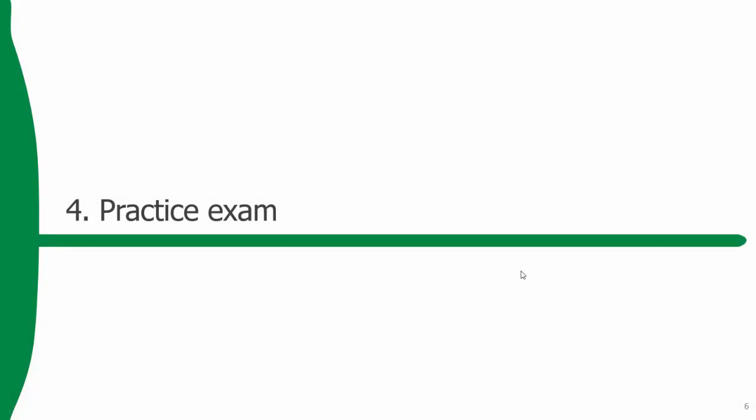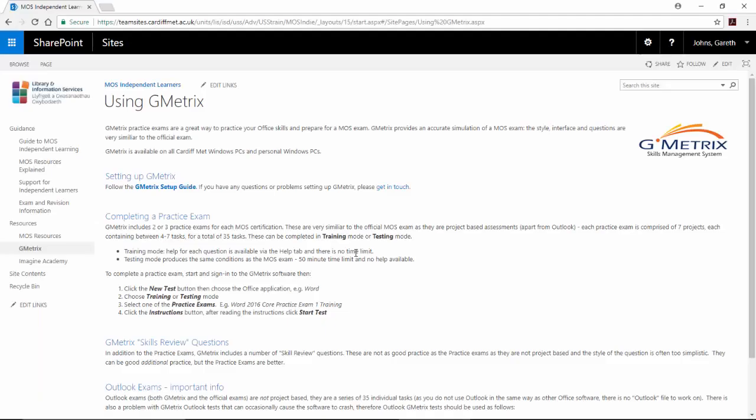Step 4 is to complete a practice exam. The Using Gmetrics page on the MOS Independent Learners site explains more about how to set up and use Gmetrics. There's also a separate video that demonstrates how Gmetrics can be used.